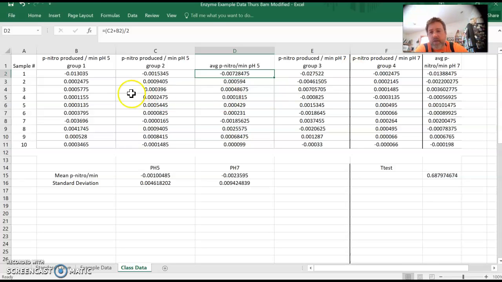What I've done is, for each time period, there's no zero, because we got these by subtracting how much nitrophenol there was in the second time period. So for minute 1, we subtracted minute 1 from minute 0, and then on and on. So that's looking at how much is produced per minute in each of those.